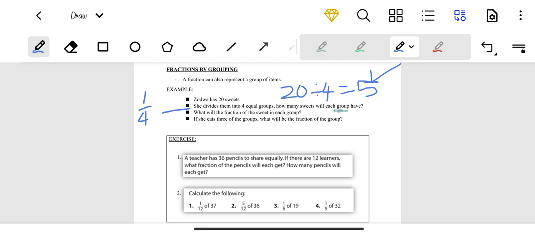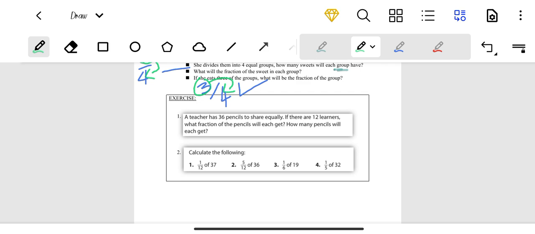The next one says, if she eats 3 of the groups, what will be the fraction of the group? Now she decided to eat 3 groups. So what are you going to say? You're going to say 3 out of how many groups are there? We have 4. So the fraction for the last one is 3 out of 4. For the previous one, we are representing that she ate 1 group out of 4 groups. Here, she ate 3 groups out of 4 groups. And then you are done. I hope this made sense.